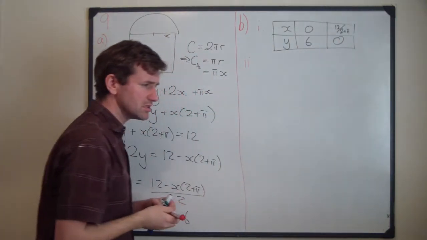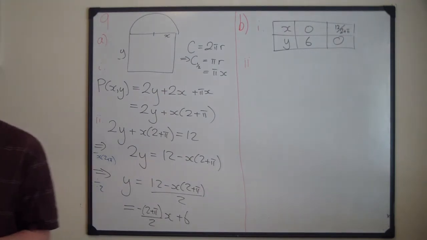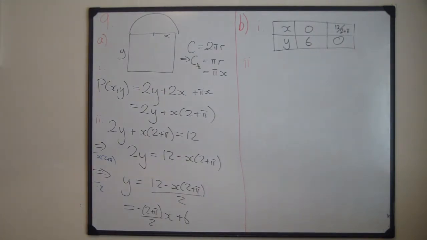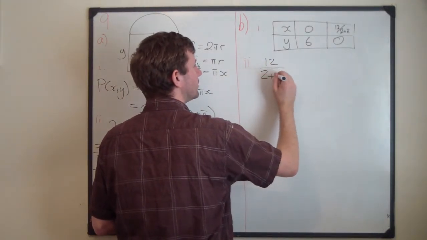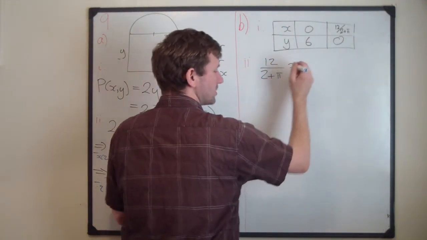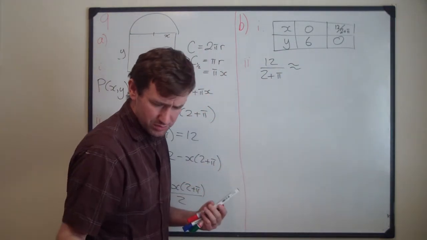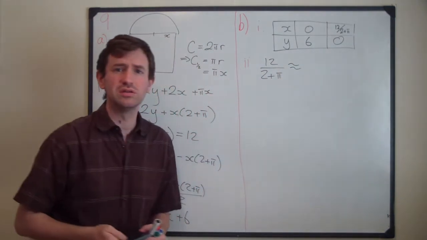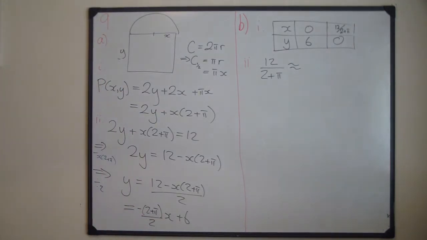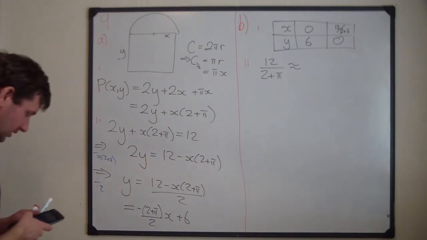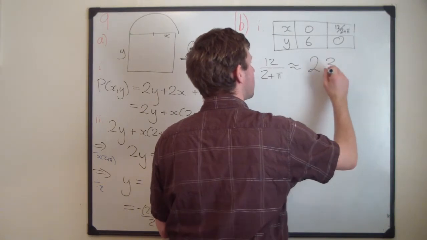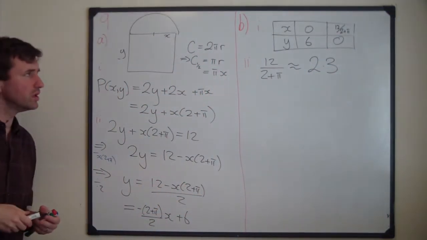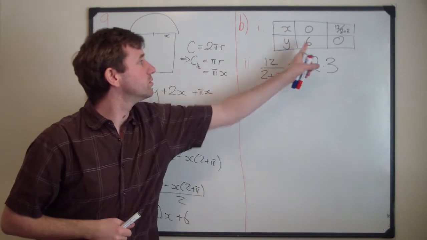If we're going to sketch it, that says draw the graph. In my opinion, we can't do this exactly. We can only sketch it, do it roughly. But in any case, we want to look at what 12 divided by 2 plus pi is approximately equal to. Looking at this, we'll only be able to reasonably go to maybe one decimal place. 12 divided by 2 plus pi, I get 2.3. Okay, roughly. So it's going to be x equals 0.